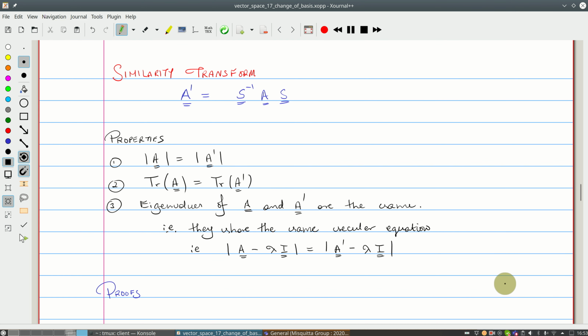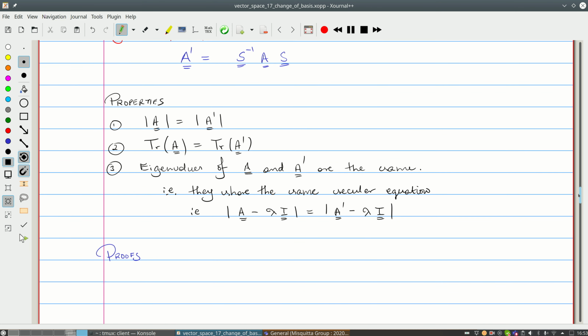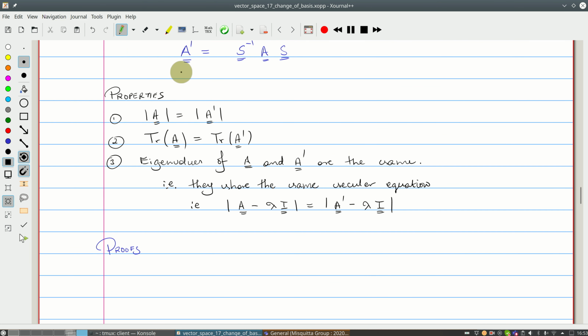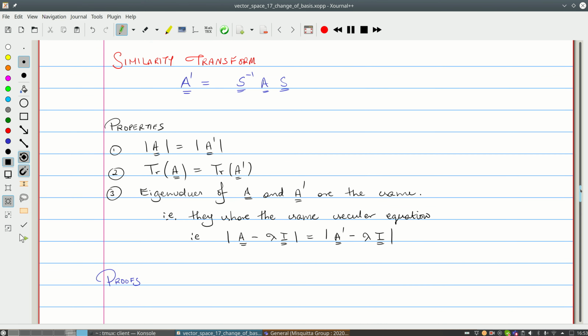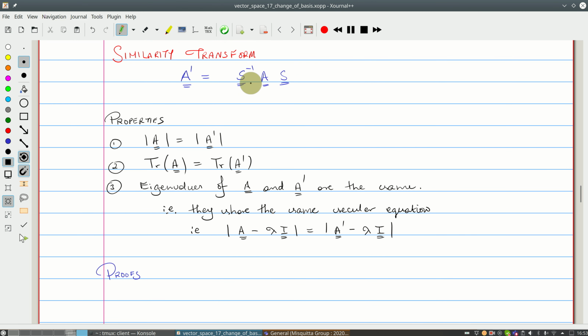Okay, now for some properties of similarity transforms. You'll find these in Riley, Hobson and Bence, but let's look at them over here, perhaps in a slightly different way. The first is that if the matrix A prime is equal to S inverse A S, then the determinants of A and A prime are the same, so determinants are preserved by these transformations. The trace is preserved by the transformations, and in fact the eigenvalues of A and A prime are the same.